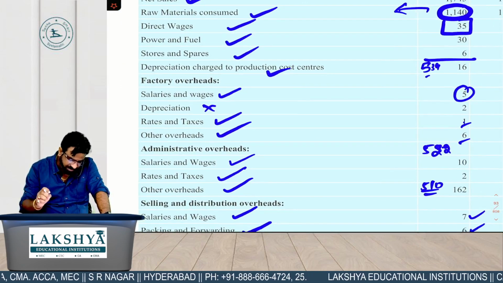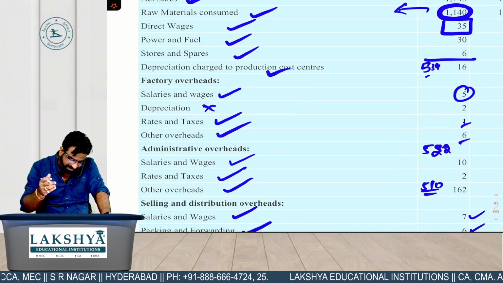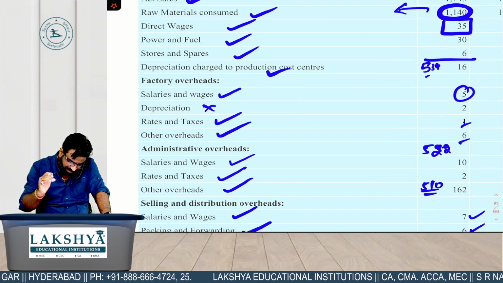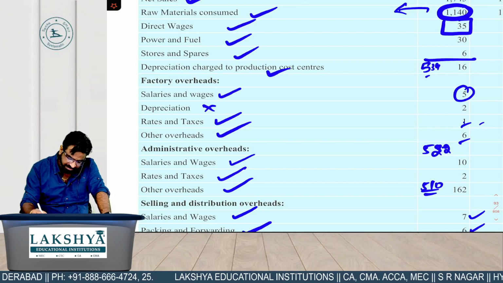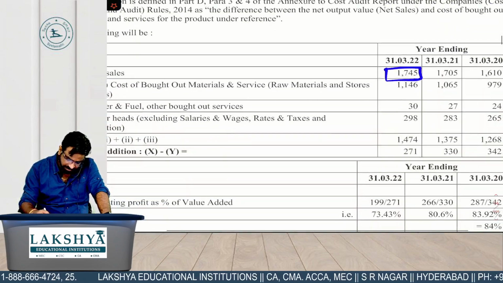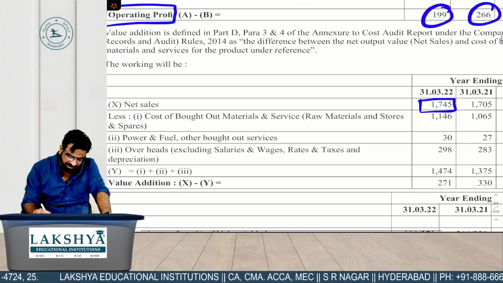अब माइनस करो. सैलरीज एंड वेजेस इग्नोर करो. डेप्रिसिएशन इग्नोर करो. ओनली टेक द लास्ट 2 रेट्स एंड टैक्सेस एंड minus 7. दिस इज कॉल्ड माइनस व्हाट? एक सेकेंड. 1146 आ रहा था.